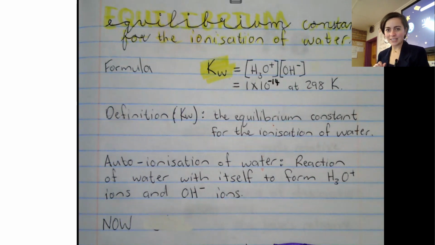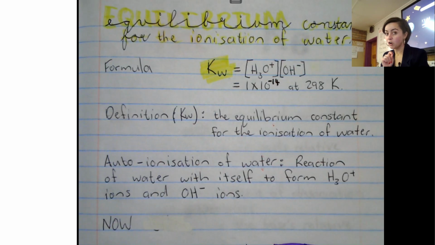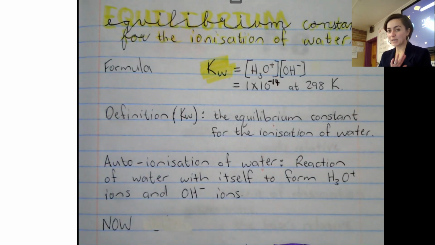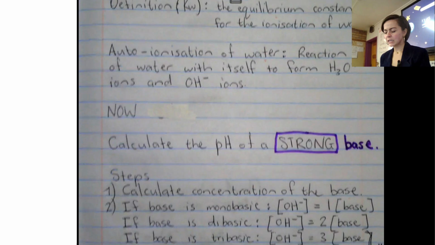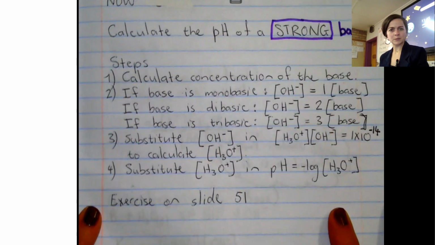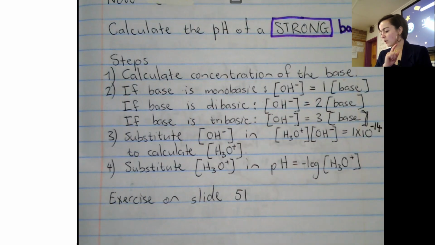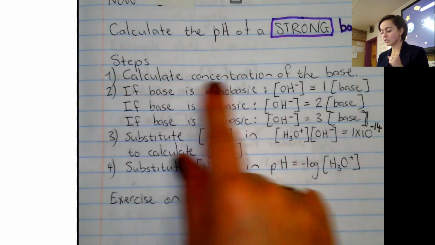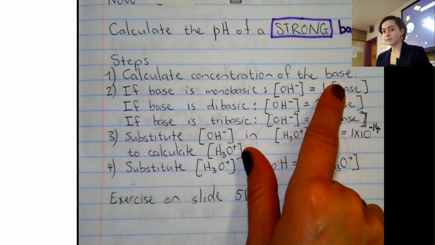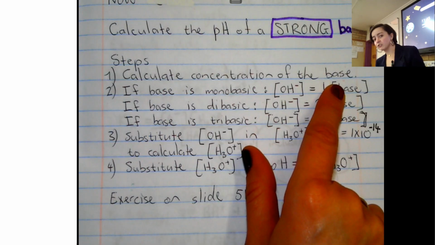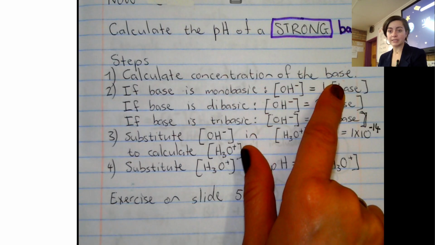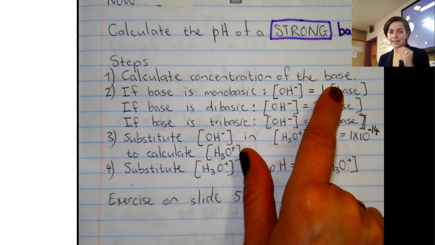Now, let's calculate the pH of a basic solution, but with strong bases. Remember, strong bases? Again, the reason we can use this method is because strong bases dissociate completely. Here are the steps, and you'll find that they are very similar to our previous steps, with one exception. Step number 1, calculate the concentration of the base. So whatever base is in our aqueous solution, sodium hydroxide or potassium hydroxide, or whatever the strong base is, we first calculate the concentration.